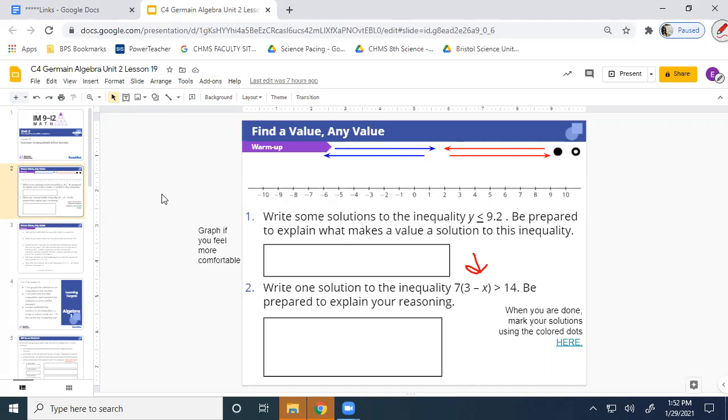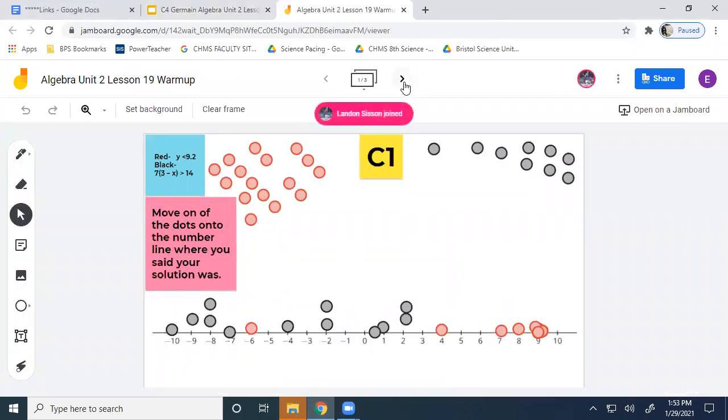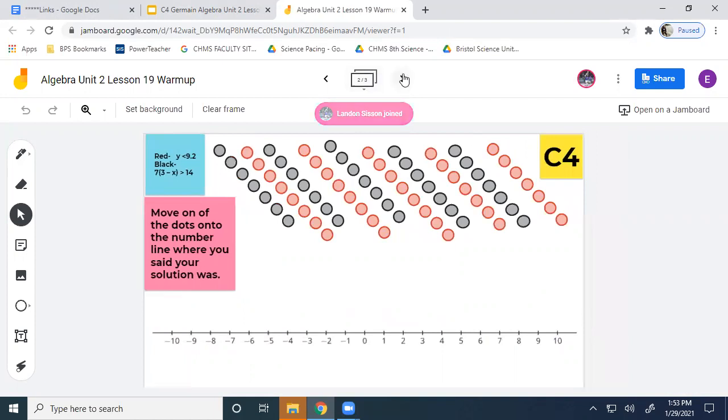Once you find some solutions, you're going to pick your favorite one, and you're going to come onto this link down here. What you need to do, though, is click the next button to the second screen. With your red dot, show me where your point for the 9.2 is. With the black dot, show me where your second inequality solution would be. You're taking 3 minutes right now to find some solutions and then graph them on this. Plot them.